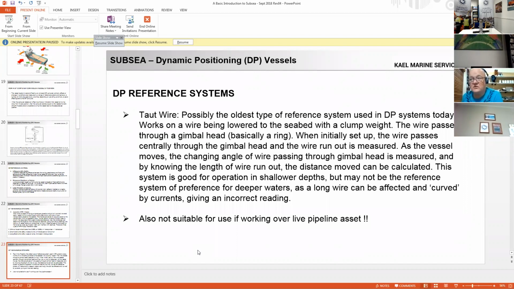This system is good for operation in shallower depths, but may not be the reference system of preference for deeper waters, as a long wire can be affected and curved by currents, giving an incorrect reading. As I mentioned earlier, it's also not suitable if the ship is alongside a platform and you have live pipelines underneath. You don't really want to be dumping clump weights down towards the seabed with the live pipelines underneath you.